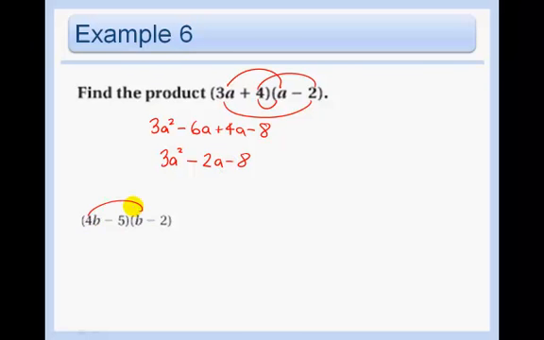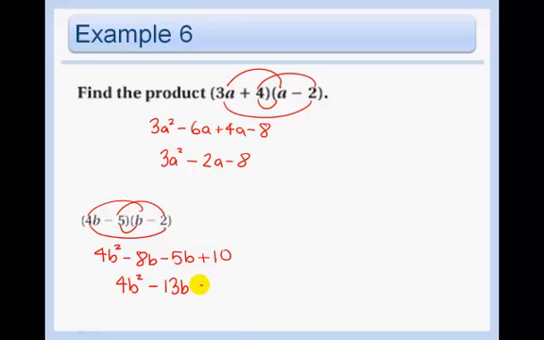4b times b. 4b squared. Outer. Minus 8b. Inner. Minus 5b. Last. Minus 5 times minus 2 is positive 10. Don't let that trip you up. So we're left with 4b squared minus 8 minus 5. So they're on the same team. So you have negative 13 of them plus 10. And we're done.